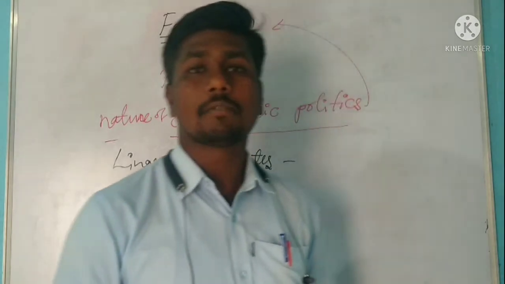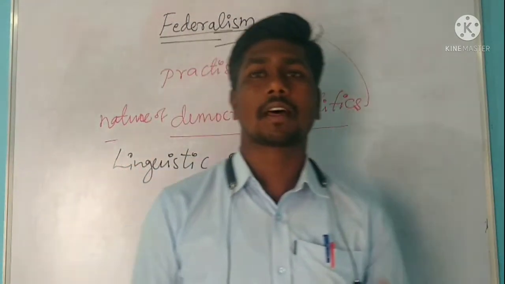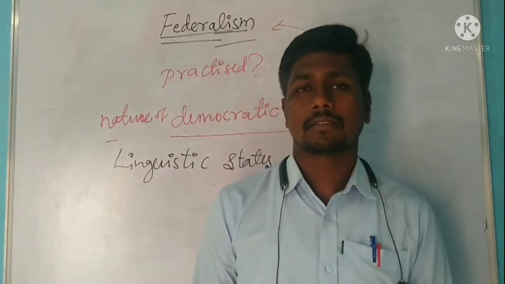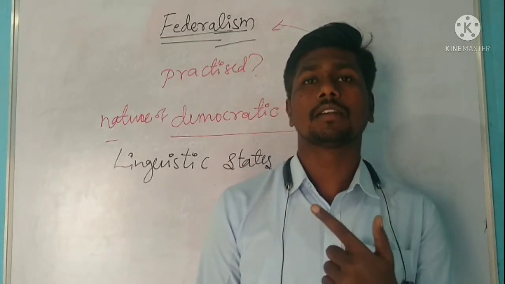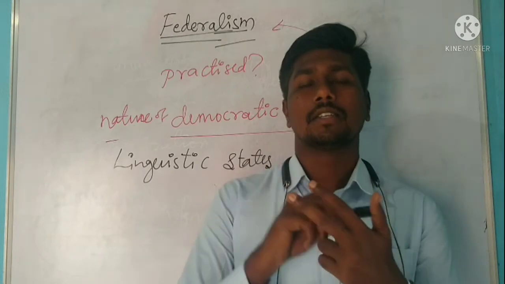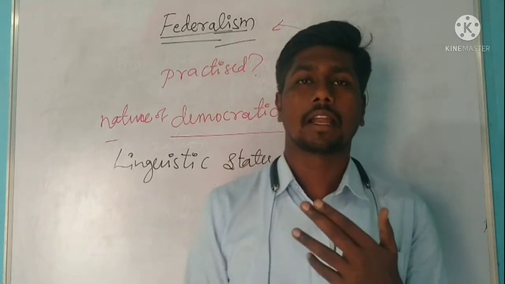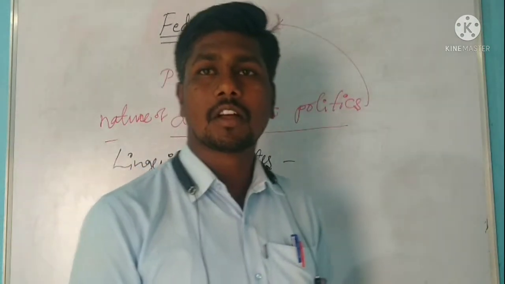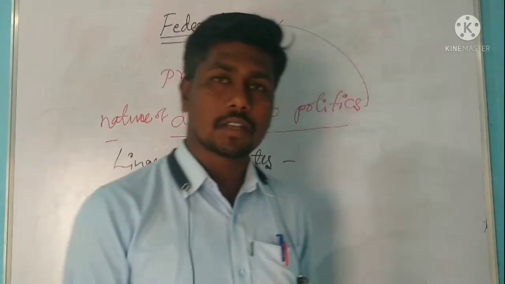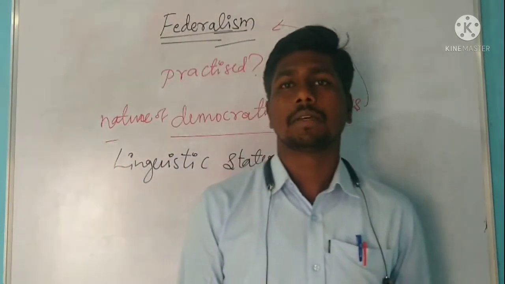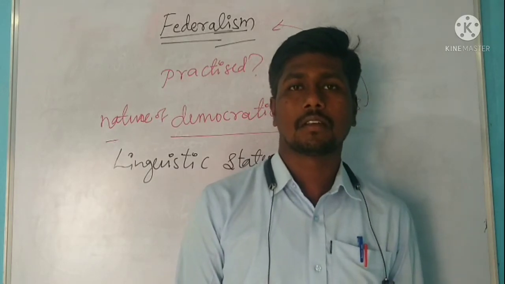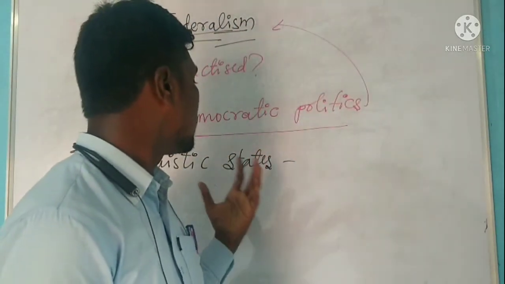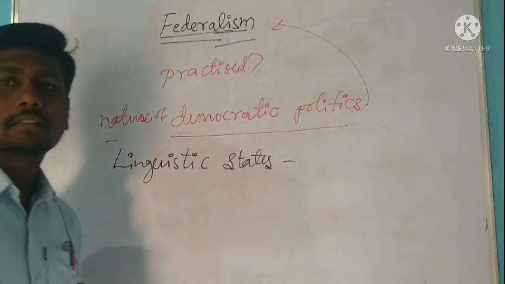Then what are examples of these? Examples are the northeastern states we can consider. For example, Jharkhand, Uttarakhand as well as Nagaland. These were the best examples of states created in India on the basis of culture, ethnicity and geography. This is all about linguistic states.